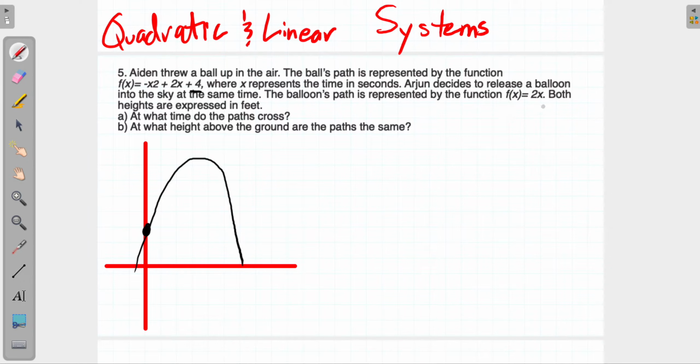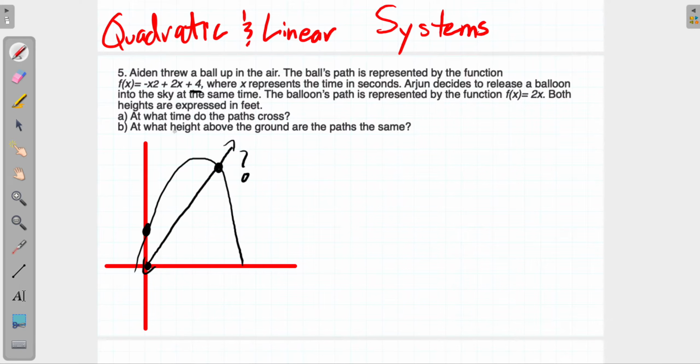Okay, and then Arjun, on the other hand, looks like he has a y-intercept. Sorry, not a ball, but a balloon's path. So it has just a straight path. It's going to do something like this. It's just a linear equation. So these two are going to cross at some point, assuming they're on the same plane. So the question is, where do these two things cross?